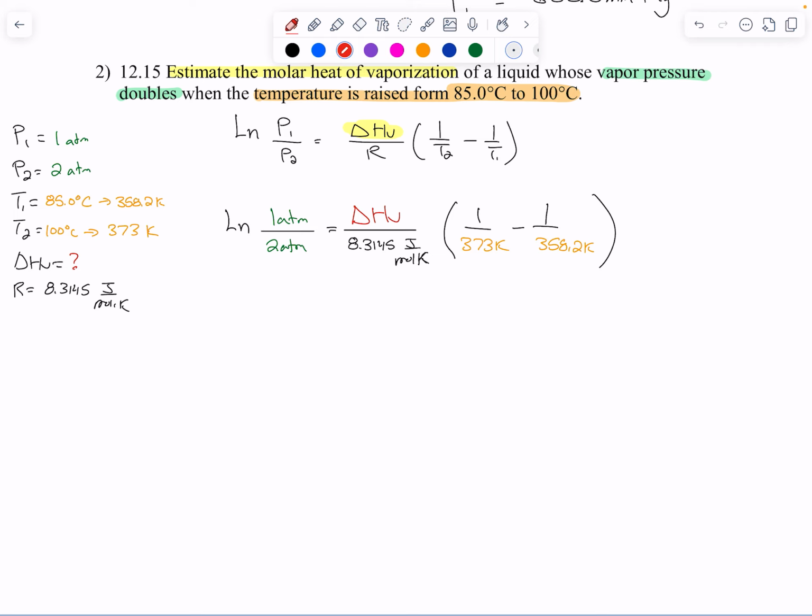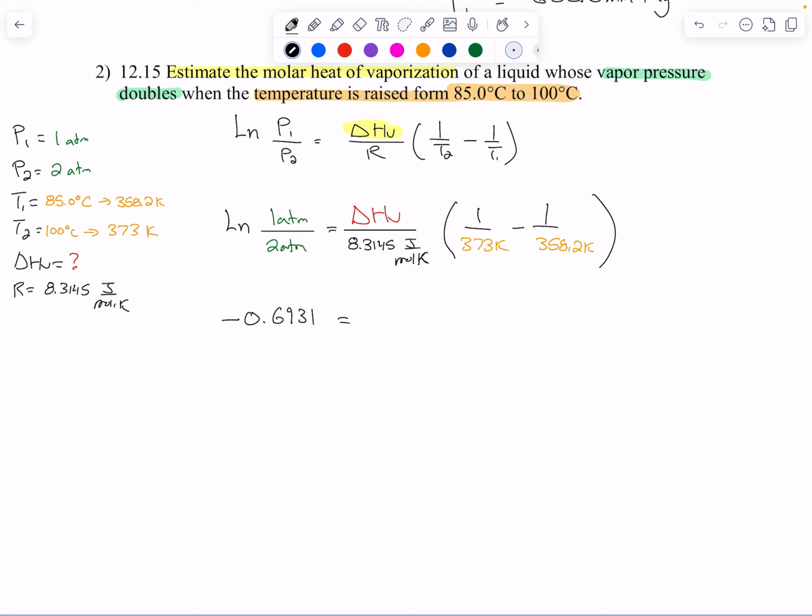Now, how do we solve for delta HV? Well, the first thing we're going to do is take the natural log. If I do the natural log of 1/2, I get negative 0.6931, and the unit is canceled.